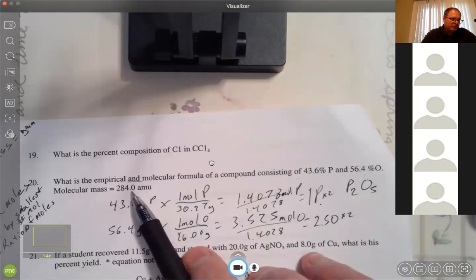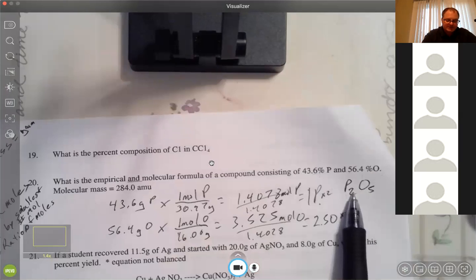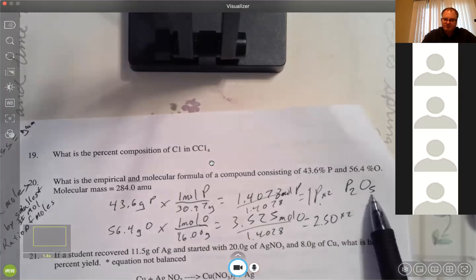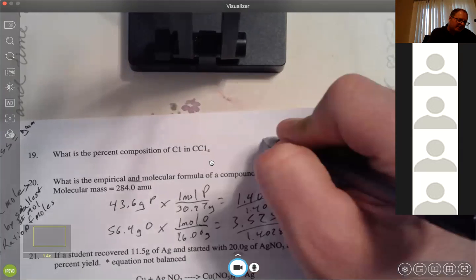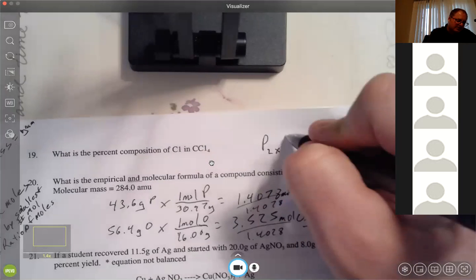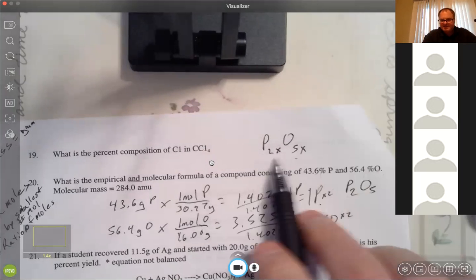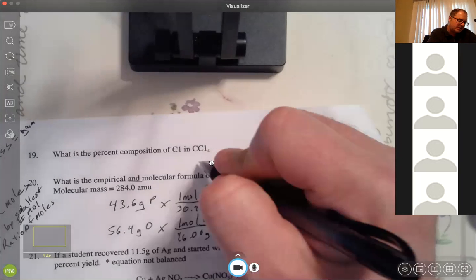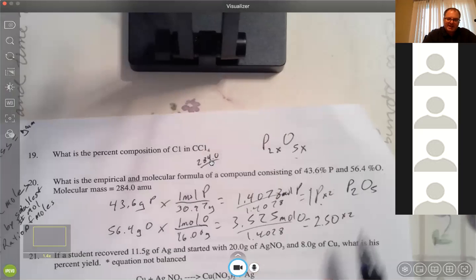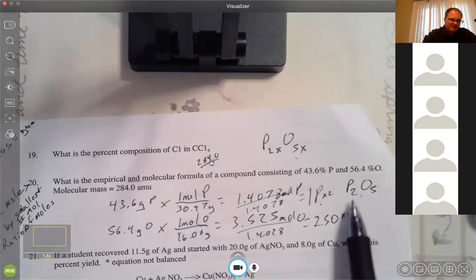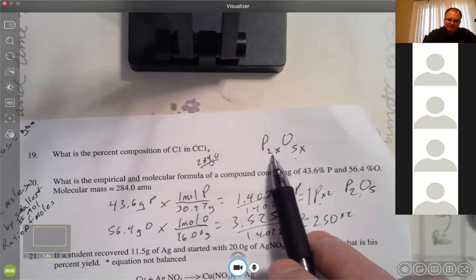Well, we know that to find the molecular formula, that molecular formula has been divided by some factor to make that 2:5 ratio. So whatever the molecular formula is, it's P2X O5X. We just need to find that X. If we know the mass of this, 284.0, and we know the mass of this, then the mass of this divided by the mass of this is going to be that X.